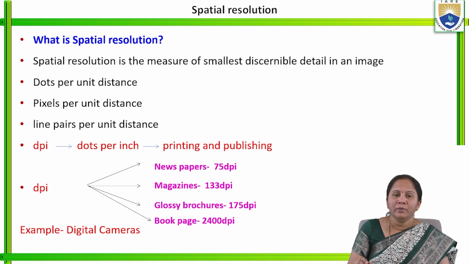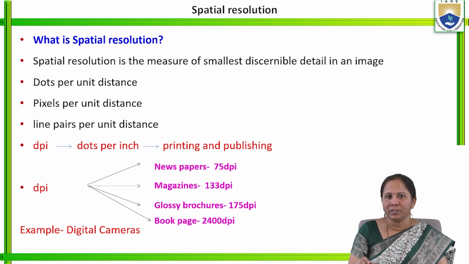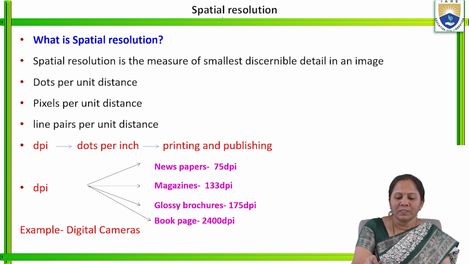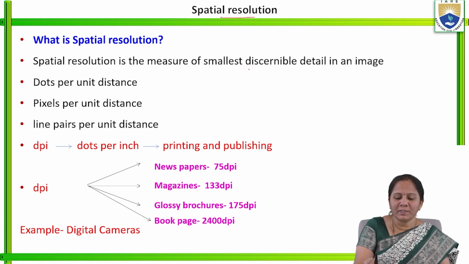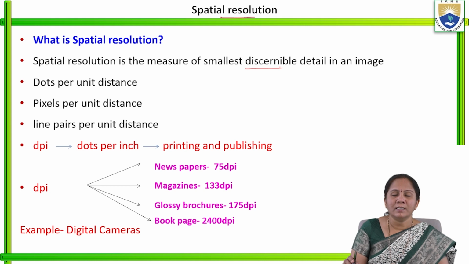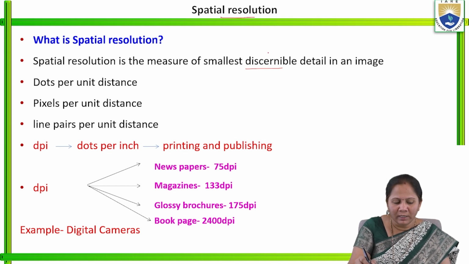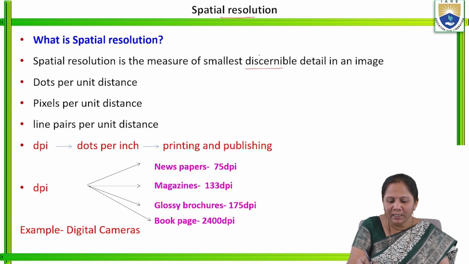Now we will discuss the actual topic, that is spatial resolution and gray level resolution. First, what is spatial resolution? Spatial resolution is the measure of the smallest discernible detail in an image. So what is meant by discernible?